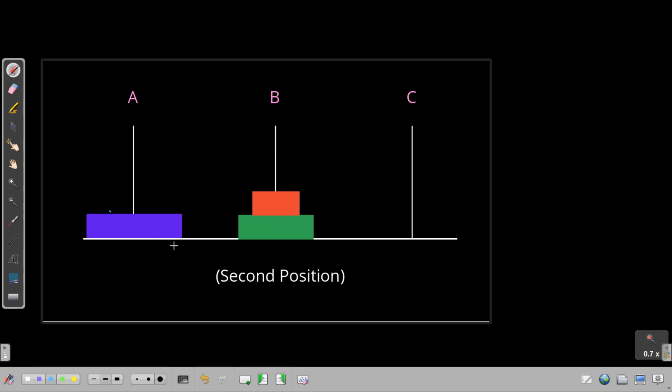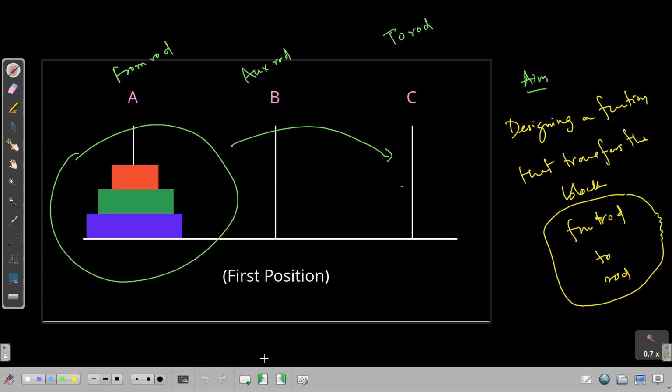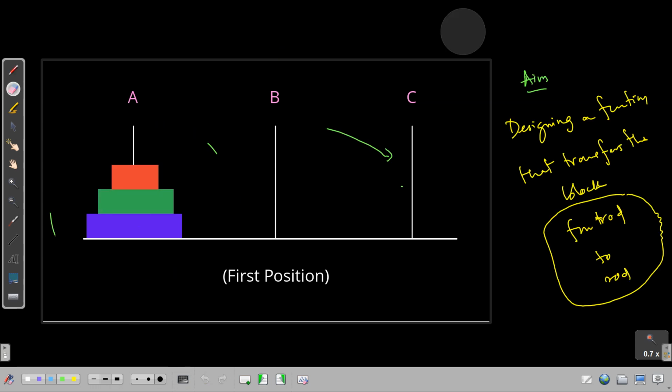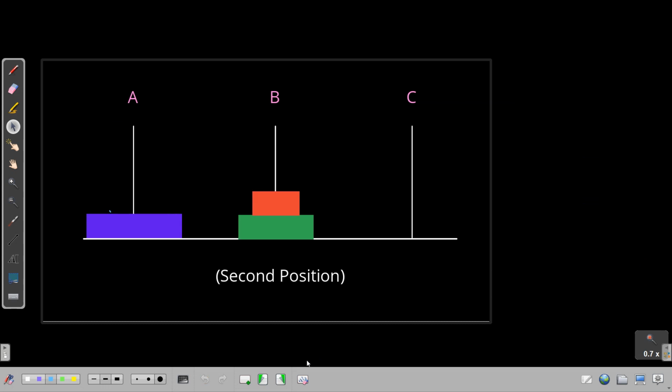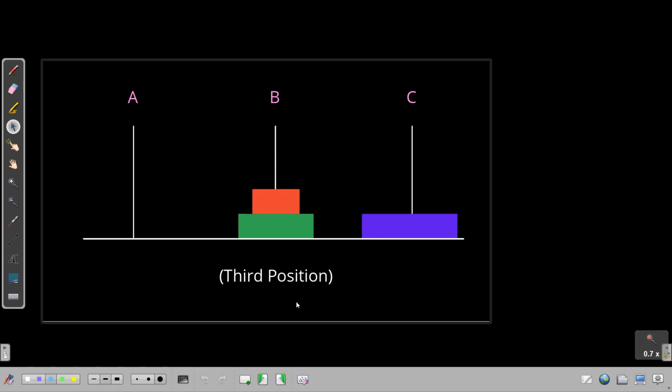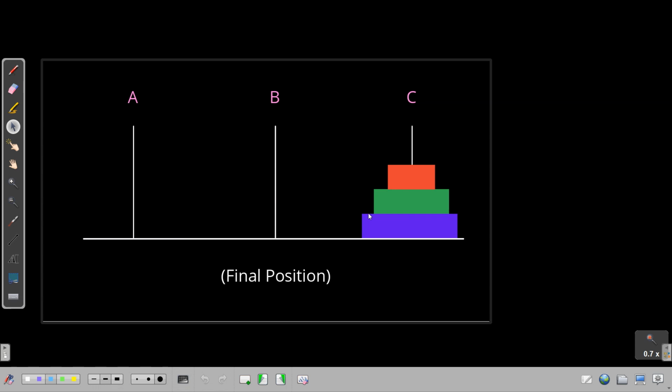I am going to show you another animation so that you can understand it better. Now check this animation. We moved the top blocks to the auxiliary rod. We moved our base block to the to rod. Then we moved the blocks at the auxiliary rod back to our C rod.